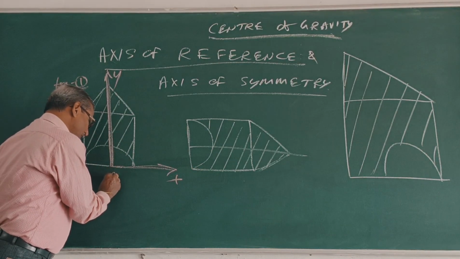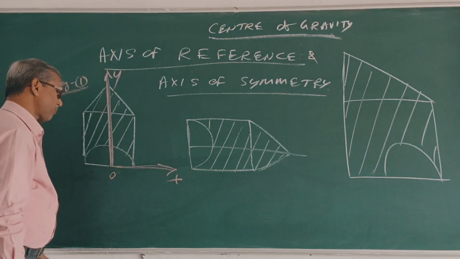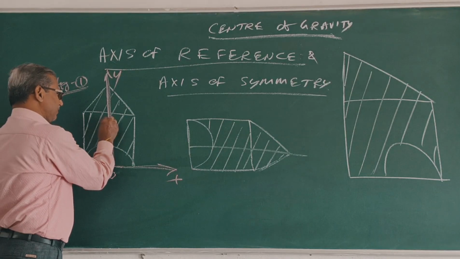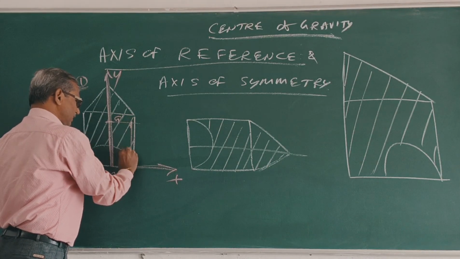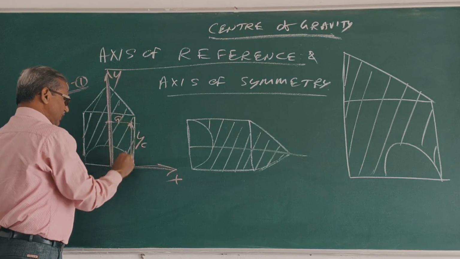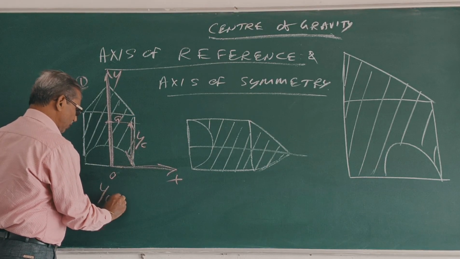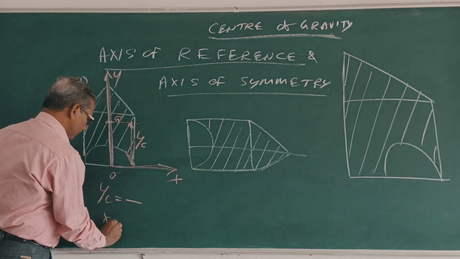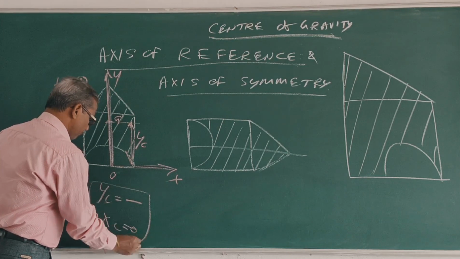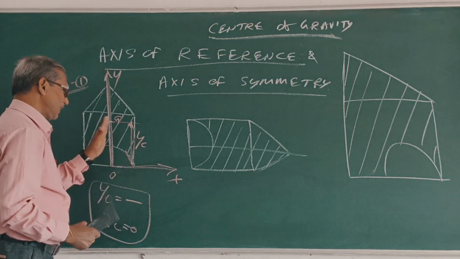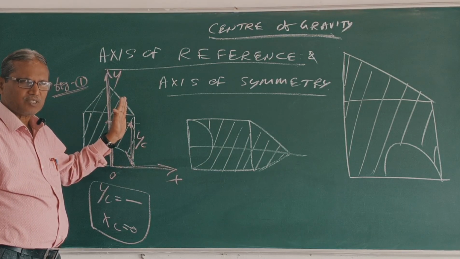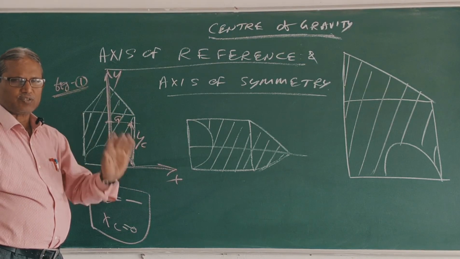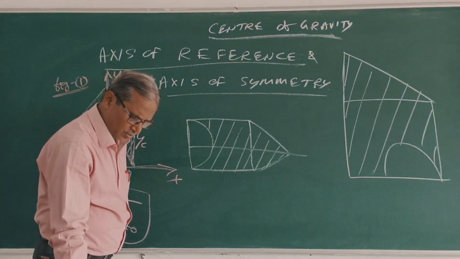Suppose this is the origin here. Suppose the CG lies here, point G. So this is YC. What is XC? Here YC can be found out and XC is 0. Clear? Here the CG lies along the y-axis, so its x component is 0. Similarly, come to here.